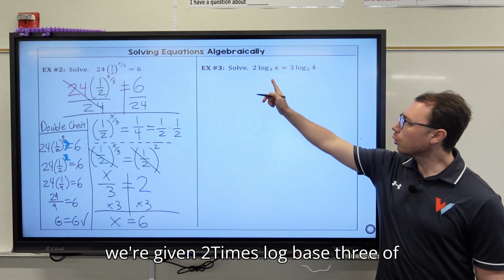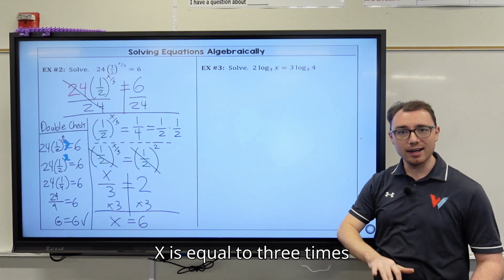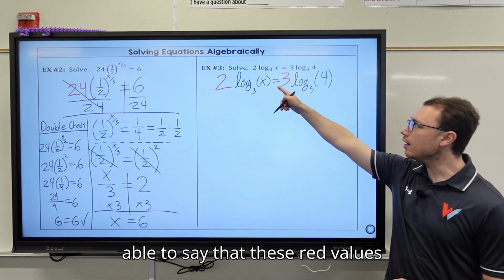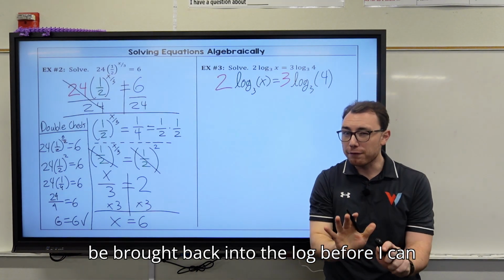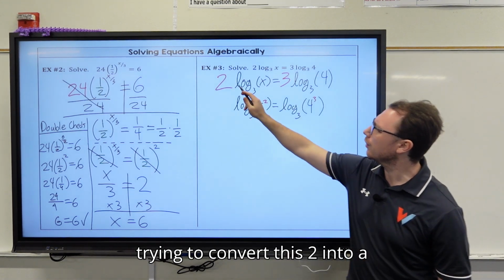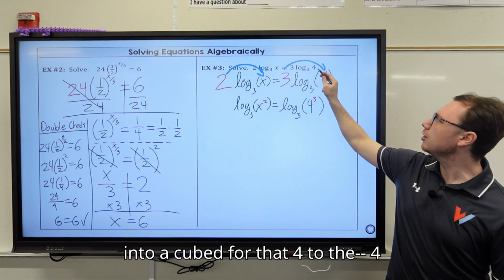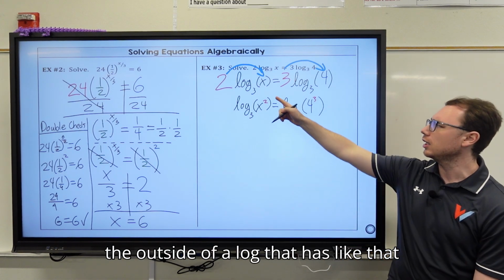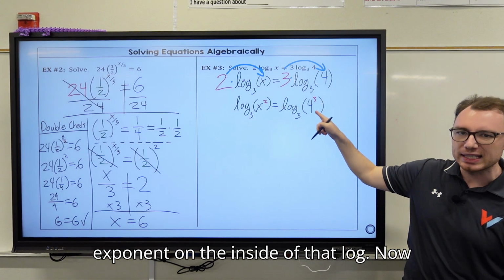For example 3 here, we're given 2 times log base 3 of x is equal to 3 times log base 3 of 4. For this, I'm able to say that these red values on the outside of the logs need to be brought back into the log before I can use that property of equality. What I'm really trying to say is I'm trying to convert this 2 into a square, x squared, and this 3 into a cube for that 4, 4 cubed. Any value on the outside of a log that has a product with it really is just an exponent on the inside of that log.